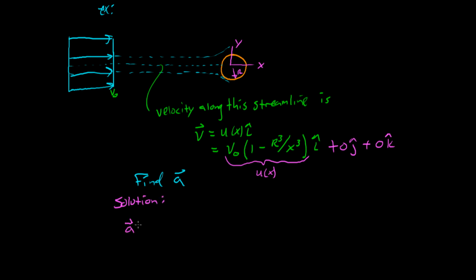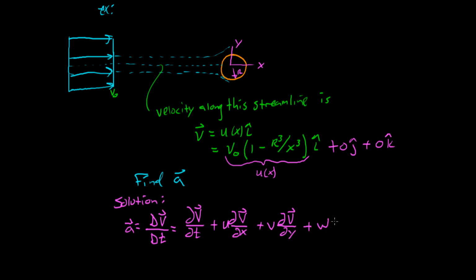Acceleration, we'll just take our definition here, is given by the substantial derivative of the velocity with respect to time. And remember, we can expand that out. That is the partial derivative of the velocity vector with respect to time plus u times the derivative of velocity vector with respect to x, v times the derivative of velocity vector with respect to y, and w times the derivative of the velocity vector with respect to z. But as we said a minute ago, there are no v and w components, and so v is equal to 0 and w is equal to 0, and so we only have to deal with the first half of this.